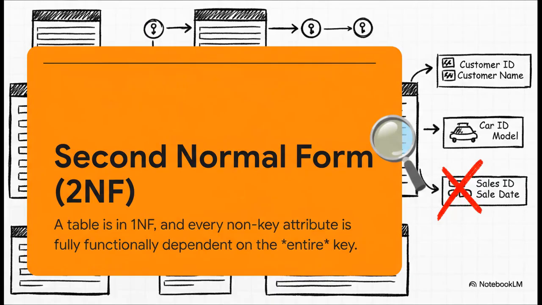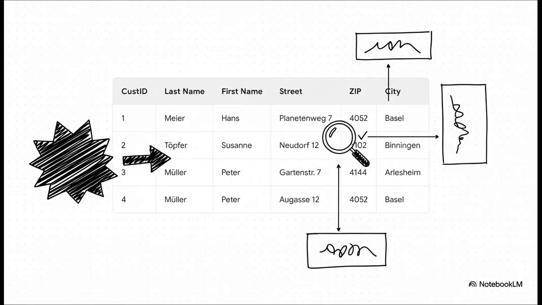Okay, the formal definition here can sound a little intimidating, but the core idea is pretty simple. It means that every piece of information in a row should describe the entire thing that row is about, not just a part of it. For example, the customer's name, Hans Meyer, describes the customer, right? It doesn't describe the specific car he bought or the sale itself. So when data only describes part of the record's main identity, well, that violates second normal form.